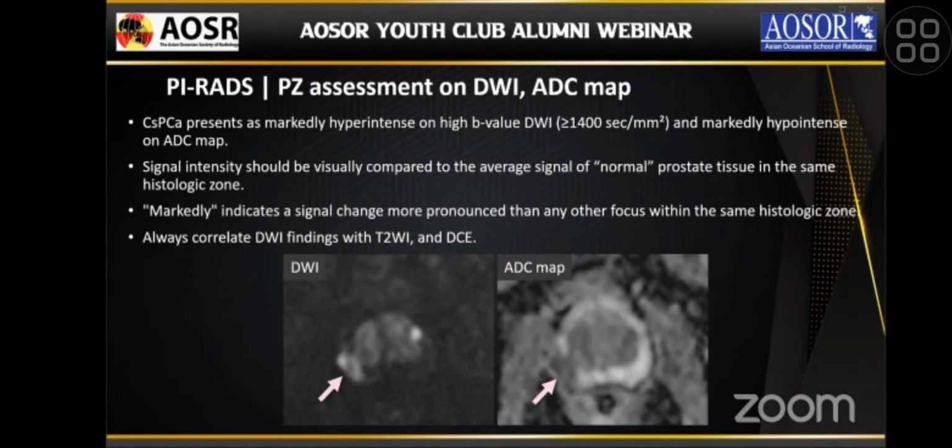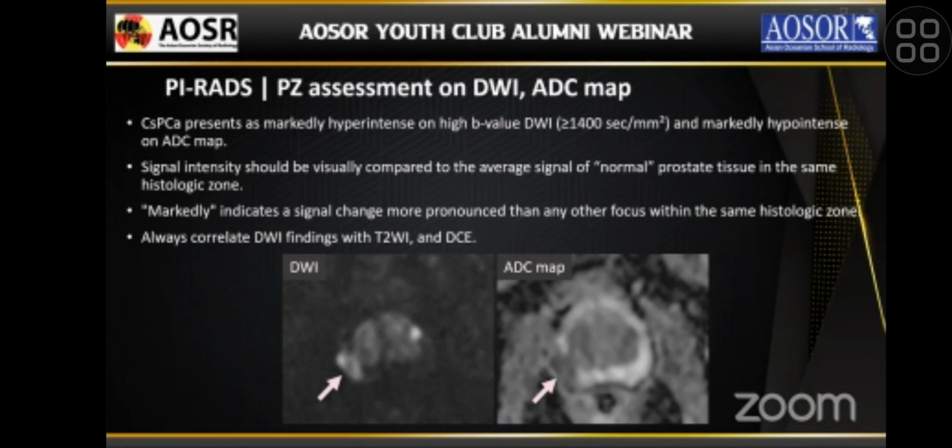Clinically significant prostate cancer in the peripheral zone typically appears as markedly hyperintense on high b-value diffusion-weighted image and markedly hypointense on ADC map. Signal intensity should be visually compared to the normal prostate tissue in the same zone. DWI findings should always be correlated with T2-weighted image and dynamic contrast enhanced image.